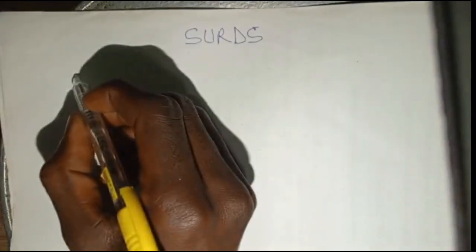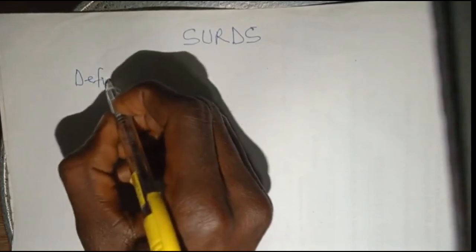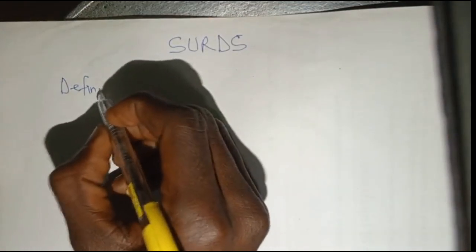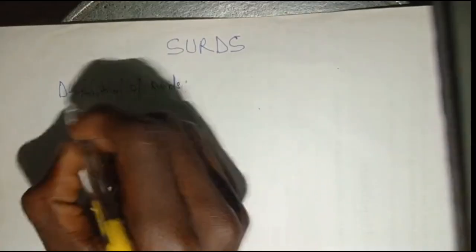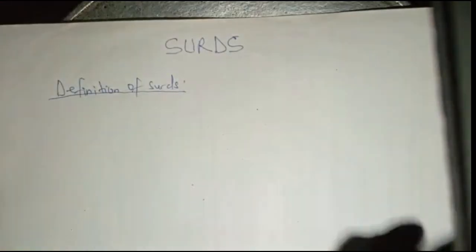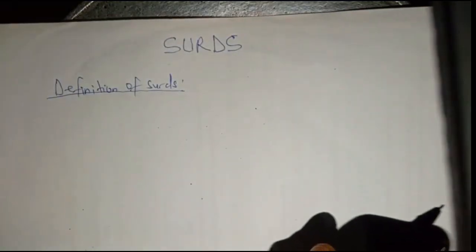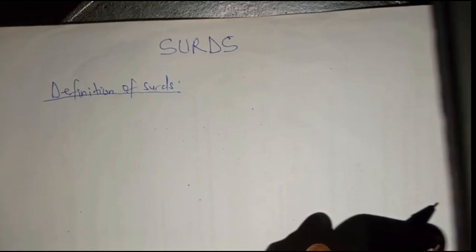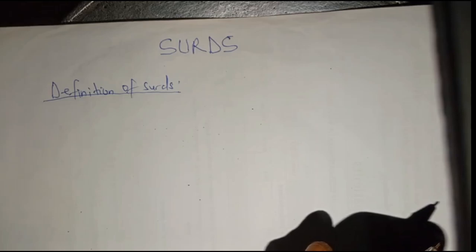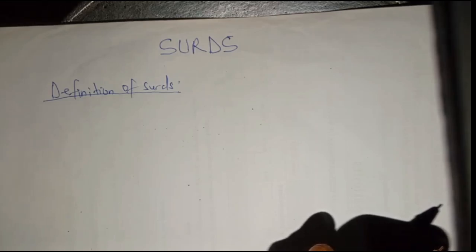Definition of surds. Now, according to textbooks and other sources, irrational numbers are called surds. Irrational numbers are called surds. A surd is a number that cannot be expressed exactly as a fraction. Numbers which cannot be expressed exactly as fractions are called surds.